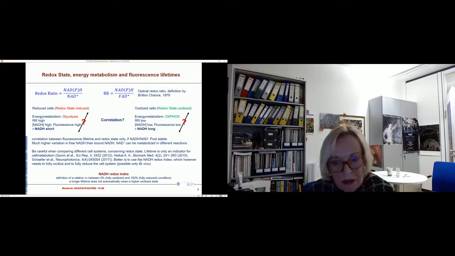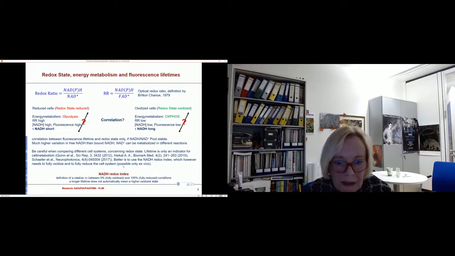Therefore, it is better to use the so-called NADH redox index. This redox index defines a relative delta tau, a relative delta lifetime, between a 0% state, which means fully oxidized, and a 100% state, which means fully reduced conditions.